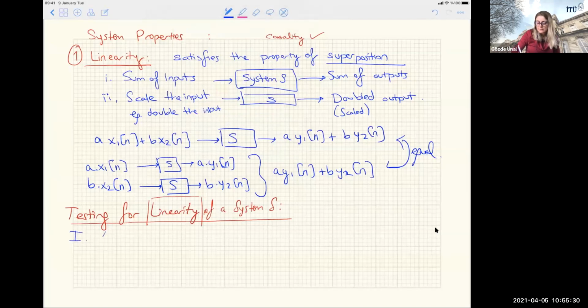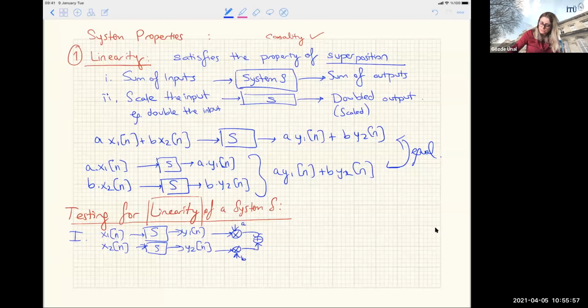One. Like we said, you will take 2 inputs and pass them through system S, and obtain 2 different, separate outputs, y1 and y2. Now pass them through this scaling. Let's say this is multiplied by a, this is multiplied by b. These are added up, superposed. I get a y prime n, which is equal to a y1 n plus b y2 n, right? This is what I get.